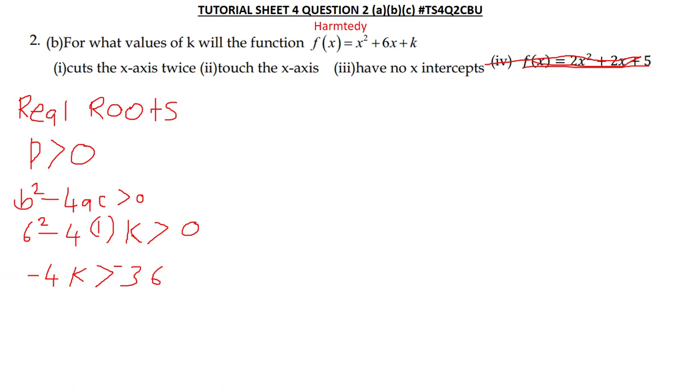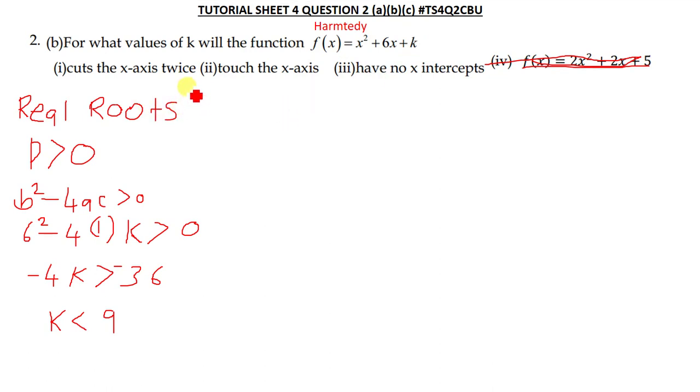So when we divide everything by negative 4, this sign changes. We're going to have k being less than, so 4 into 36 is supposed to be 9. Yes, so for all the values of k which are less than 9, we can get this function to have real roots.